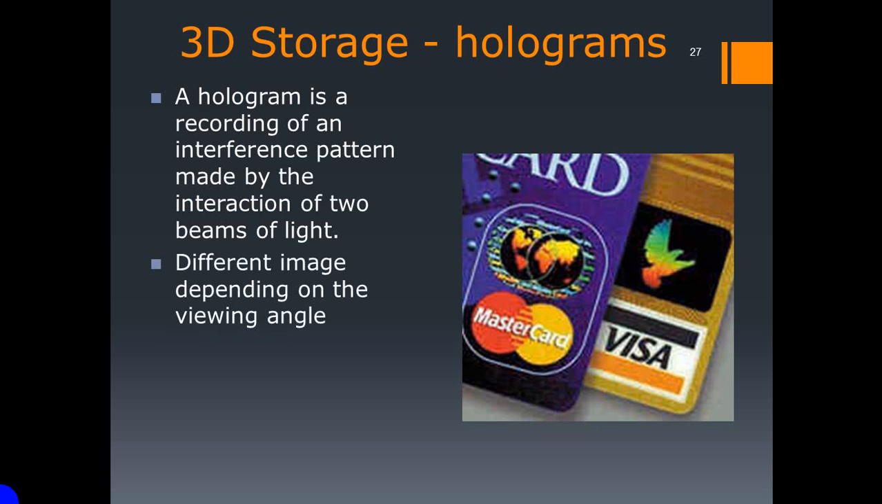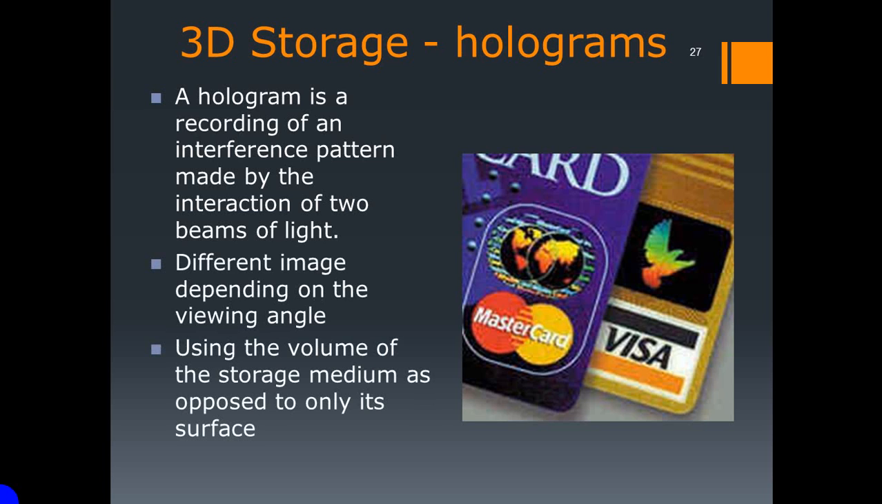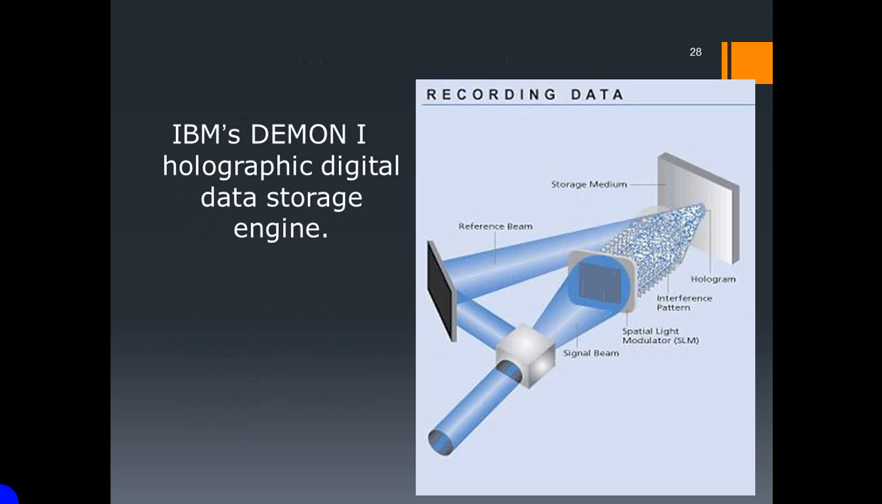A hologram is a recording of the interference pattern made by the interaction of two beams of light. Different images are formed depending on the viewing angle, using the volume of the storage medium as opposed to its surface. This is IBM's Demon 1 holographic digital data storage engine for recording data.